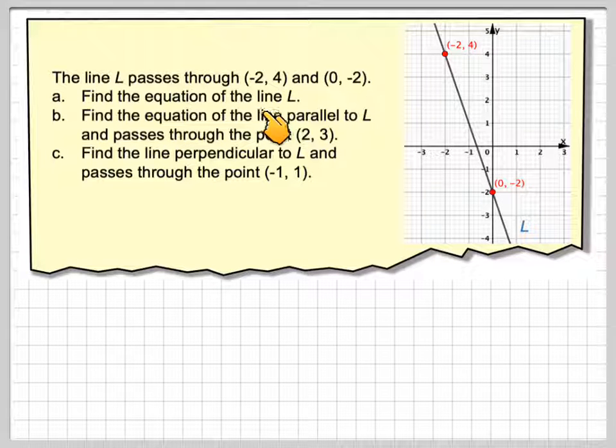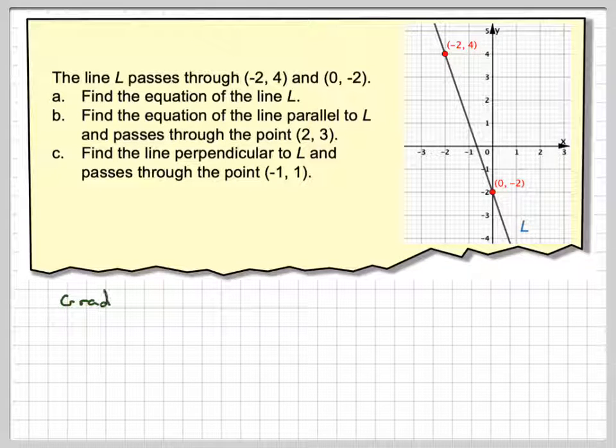The line L passes through the points (-2, 4) and (0, -2). Find the equation of the line. Find the equation of the line parallel to L that passes through the point (2, 3). And find the line perpendicular to L that passes through the point (-1, 1). So this is going to be our knowledge about gradients and y = mx + c.